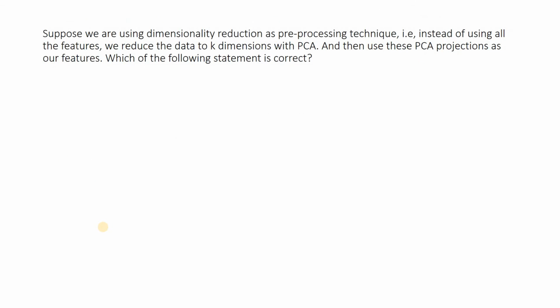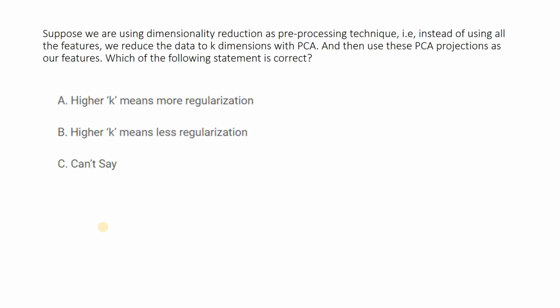Suppose we are using dimensionality reduction as a pre-processing technique. That is, instead of using all the features, we reduce the dimension to k dimensions, that is, the reduced space with PCA. And then we use those PCA projections as our features for the machine learning algorithm, right? Which of the following statements are correct? Option A, higher K means more regularization. Option B, higher K means less regularization. Option C, cannot say. Okay, right? Pause my video, try to think about the correct answer.